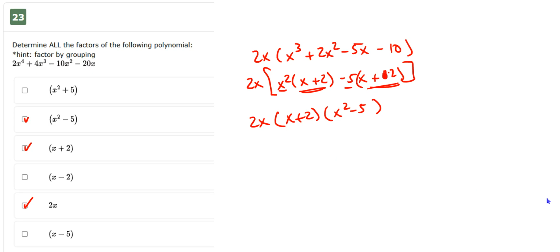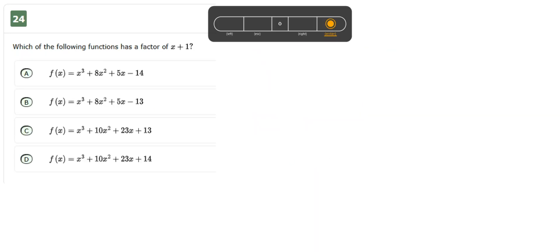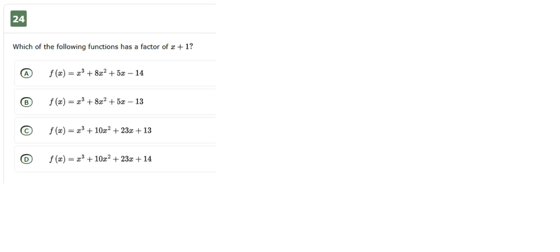Okay, there was question 23. Which of the following has a factor of x plus 1? This is synthetic division. Problem is you have to do it with all of them. So we start with what makes this 0, set that equal to 0. So our x we're using is negative 1. That goes in the box. Here we've got everything. We've got a power of 3, power of 2, power of 1, and then no x.